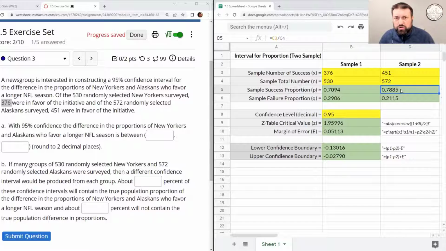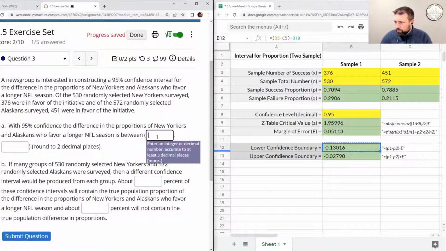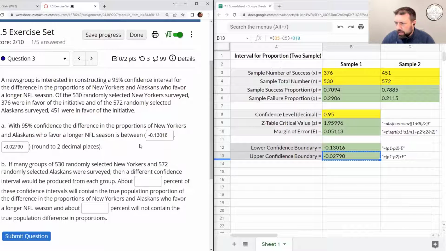So right away, you can sort of tell that more Alaska people favor a longer NFL season just by looking at the values in our sample. But we need an interval. We need a confidence interval. So we punch in our confidence level, we get our z-score, we get our margin of error, and then we add and subtract that to the difference between the two p-values. So it looks like our interval is going to go from here to here. And we want to round this to 2 decimal places.